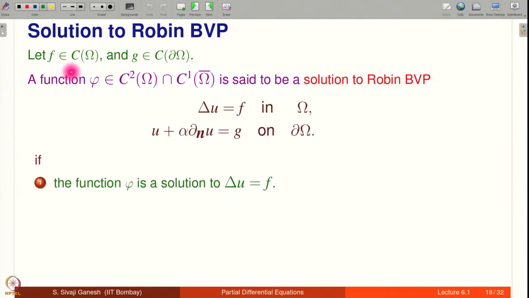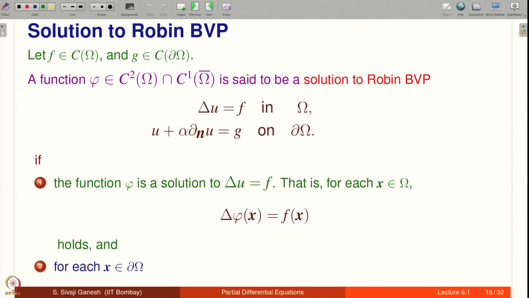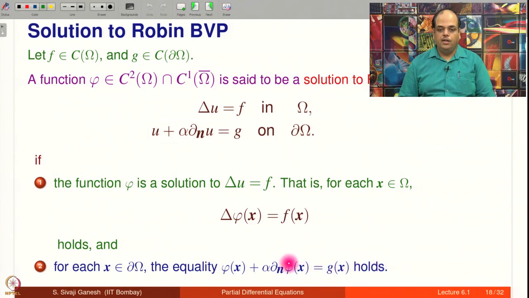So, this function phi is said to be a solution to Robin boundary value problem if the function phi is a solution to Laplacian u equal to f, which means for every x in omega, Laplacian phi of x equal to f of x. This is the reason why we assume phi is C2 of omega, and second condition is the boundary condition. For every x on the boundary of omega, the equality phi of x plus alpha times dou n phi of x equal to g of x holds. In order that the left hand side is meaningful, we have assumed that phi is C1 of omega bar.